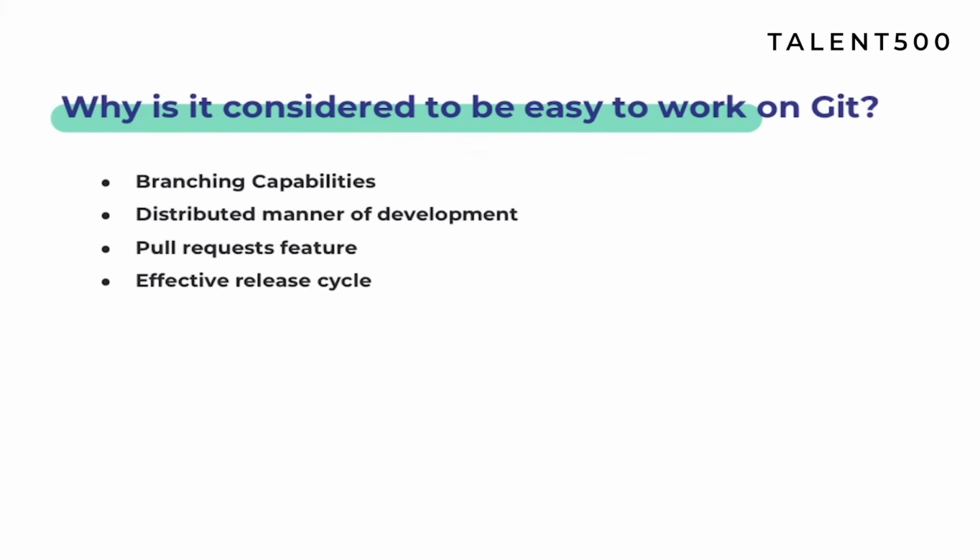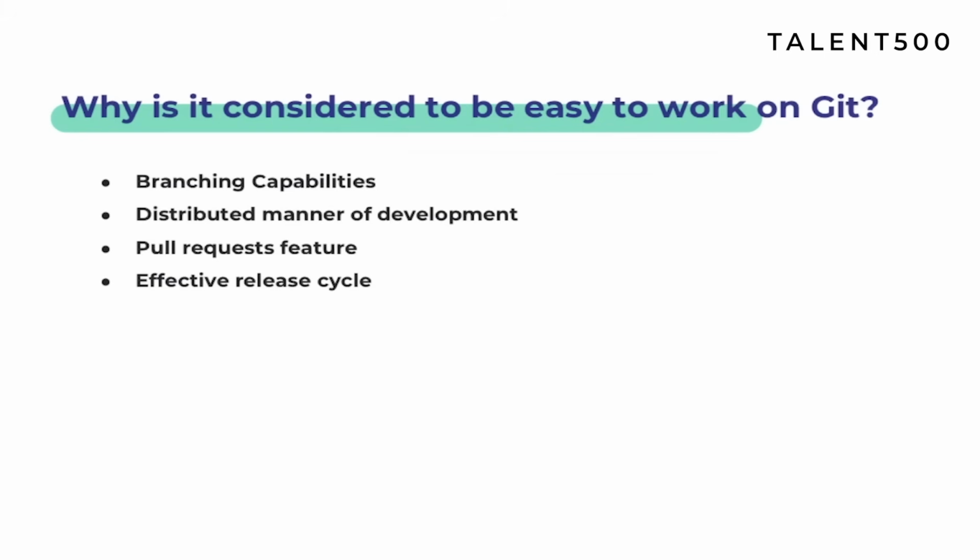So the next one is why it is considered to be easy to work on Git. When you talk about Git, whatever developers are there, they are going to be gaining lots of advantages. And when we talk about advantages, these are going to be focused on the development process, and they are going to be targeting that process to become faster and more efficient.